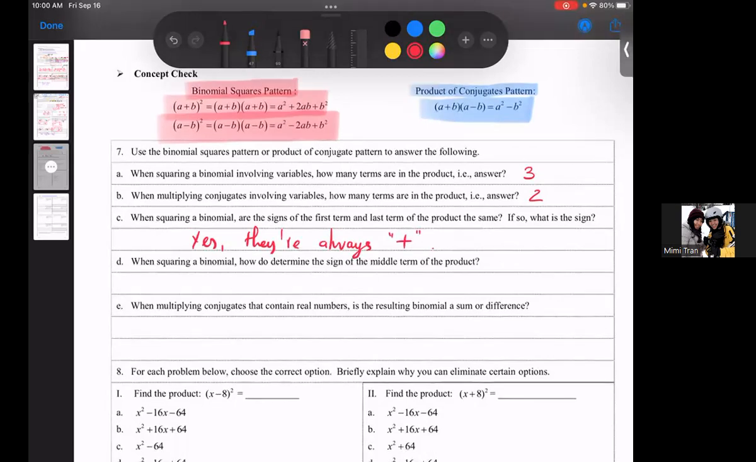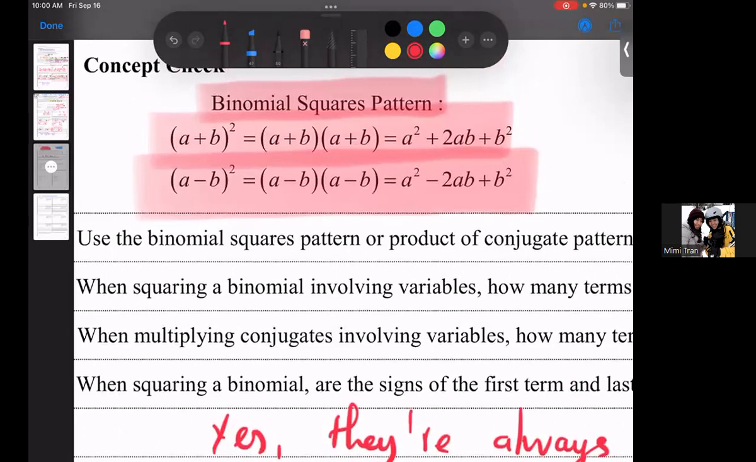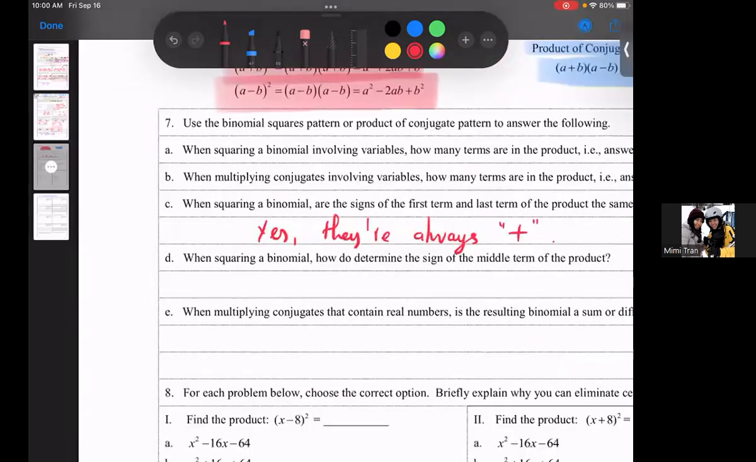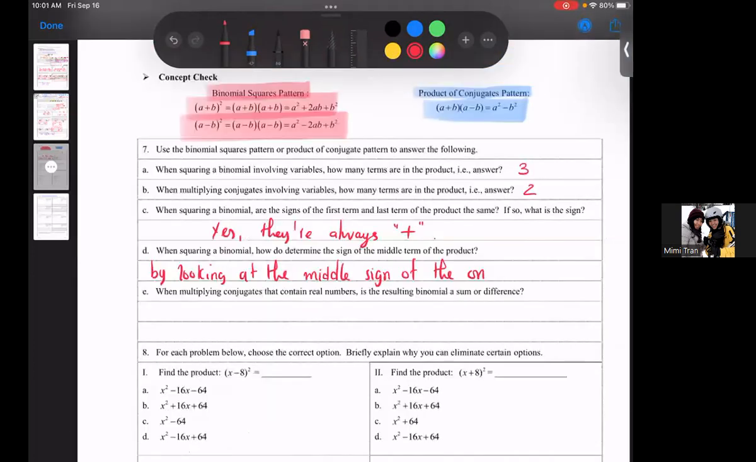7d, when squaring a binomial, how do you determine the sign of the middle term of the product? Well, I determine it by the original problem. If the original problem is (a minus b) squared, then the middle term carries the negative. So you determine it by looking at the middle sign of the original binomial.